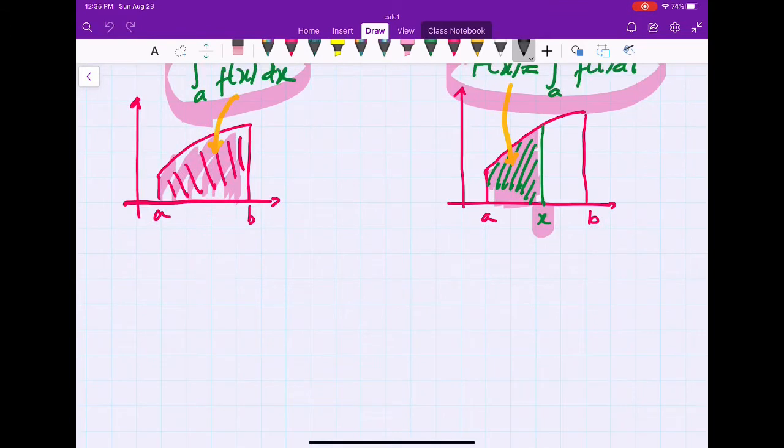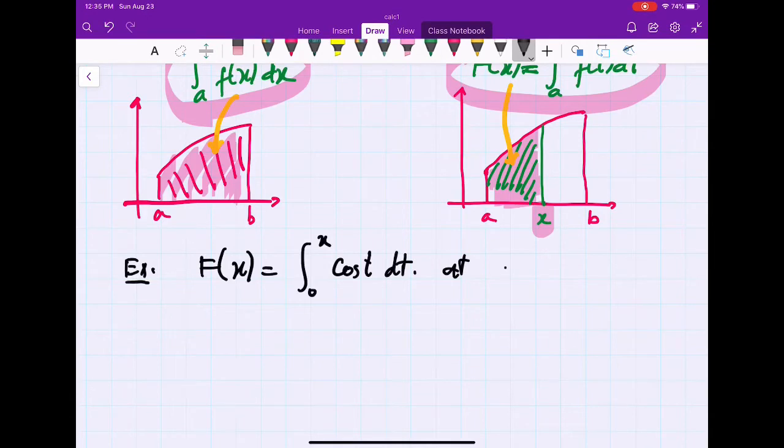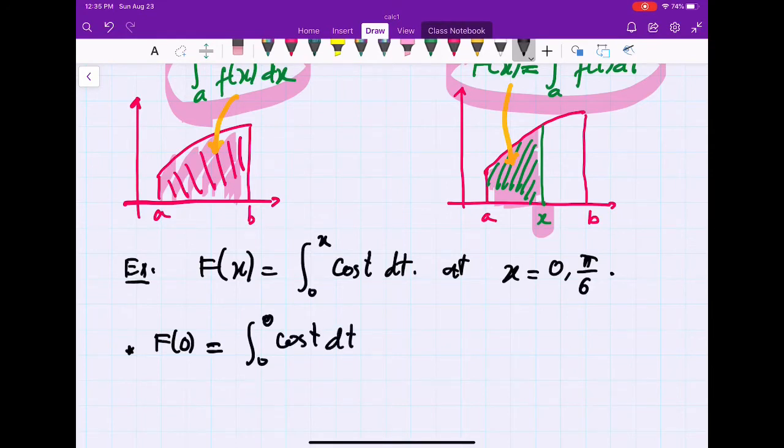Let's evaluate the function f of x equal to the integral from 0 to x of cosine t dt at x equal to 0 and pi over 6, for example. So, what is f of 0? You just plug 0 into the function, right? You get the integral from 0 to 0 of cosine t dt, and of course that is 0.